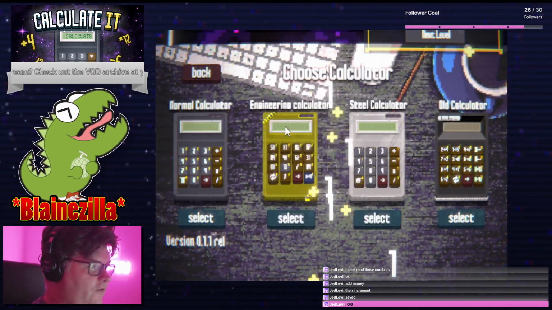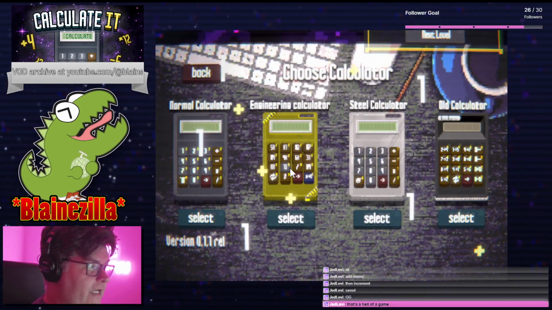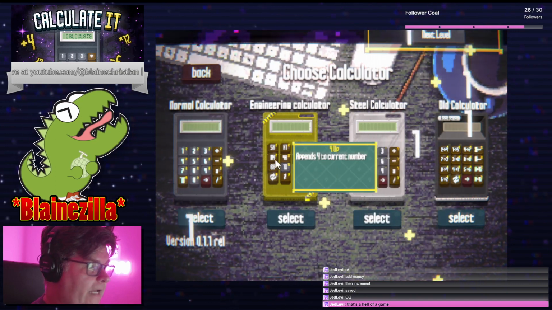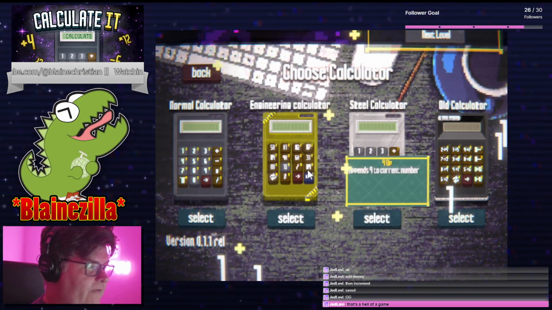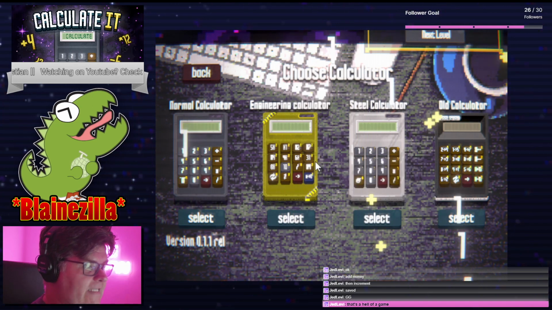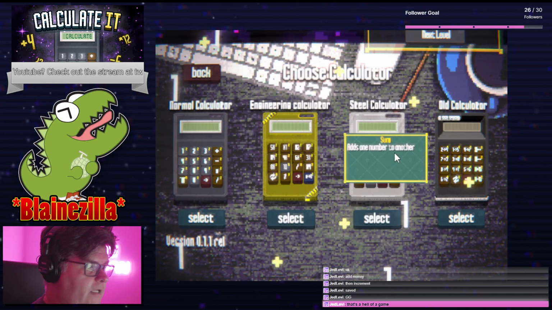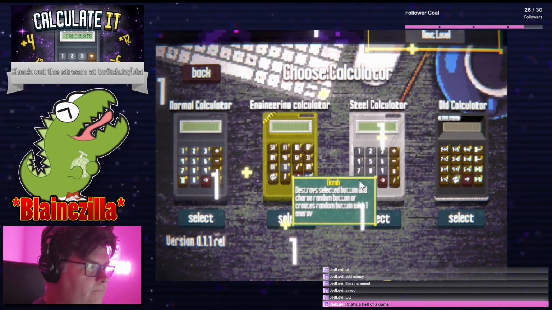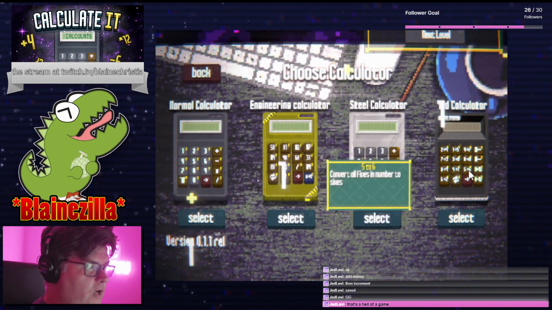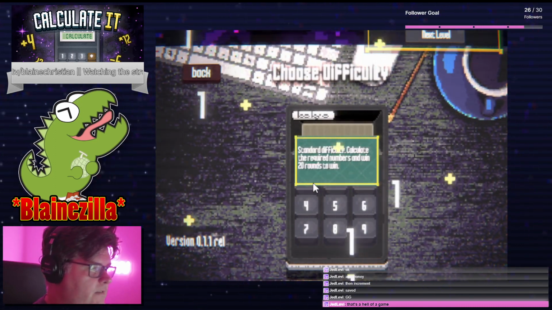But the other calculators you can use are the engineering calculator, which has like the 5. It's a great game. It doesn't have any of the basic operands. It converts, adds 9 to the current number, appends 3 to the beginning of the number. You have all these more complicated ones. The steel one has bombs on it. And you have the old calculator, which was... You also pick your level.